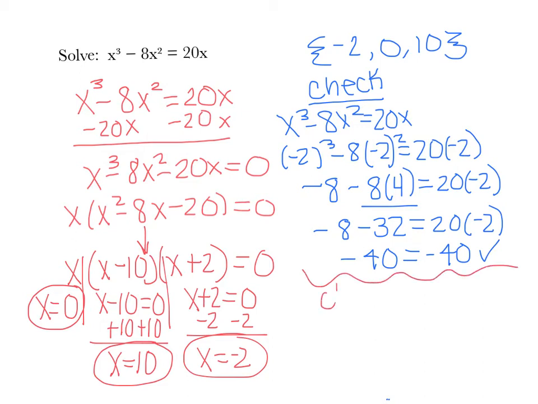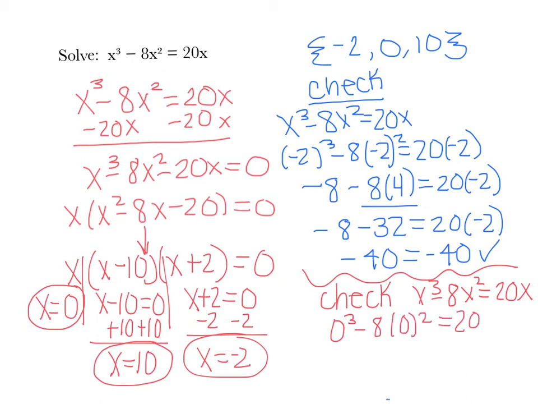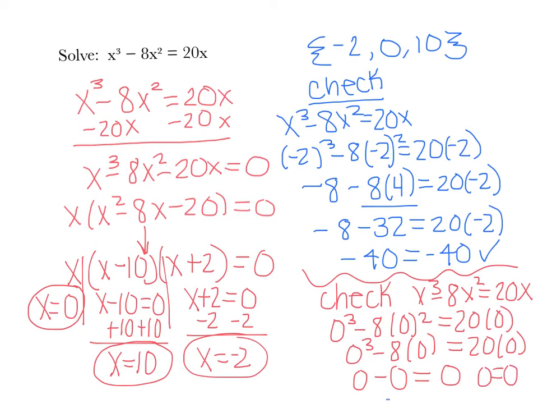Next, we're going to check 0 into the original equation. Zero squared is 0. 0 to the third is 0. Negative 8 times 0 is 0. And 20 times 0 is 0. So 0 equals 0 for the second check.